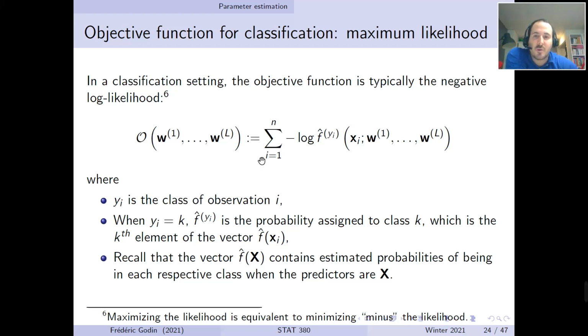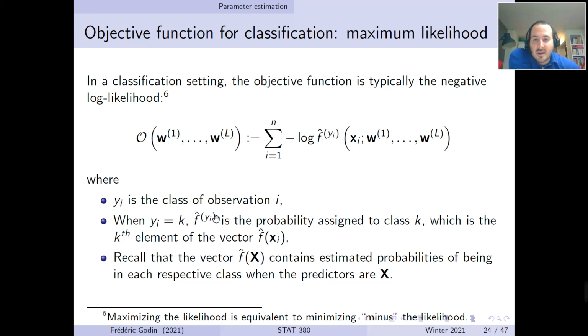So in the classification setting, the typical choice would be maximum likelihood, and the objective function would be the sum across all training observations of minus the log likelihood of the ith observation. Here, the likelihood of the ith observation is defined as f hat yi, evaluated at xi and the parameters. So what does it mean exactly? Here yi is our ith observation in the training set.